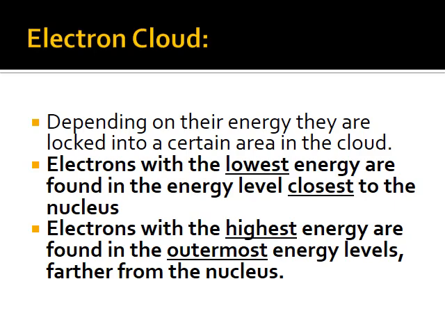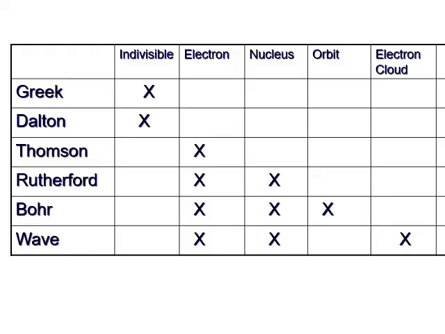All right, so to summarize, here's how we kind of go. The Greeks figured out the atoms were indivisible, but that was it. They had no idea on any of the other stuff. Dalton was the first scientist to start doing stuff, so he also believed that atoms were indivisible. They couldn't get any smaller. So this was kind of like that marble idea.